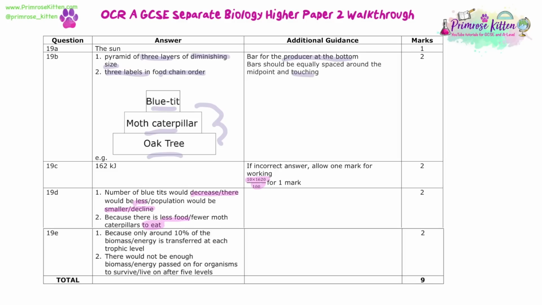And then the energy question, so why can't we have 5 trophic levels in a food chain? Why is it very, very rare? That's because only around 10% of the biomass or energy is transferred at each level. That obviously comes from the calculation we did in that question where it told you that already. But this idea that you're saying only 10% is transferred and therefore there's not enough biomass or energy for the organisms to survive or to live. That's the important part there.